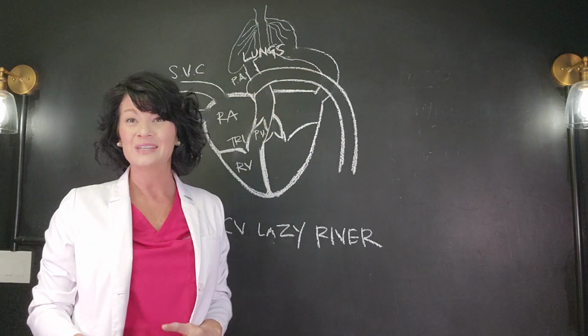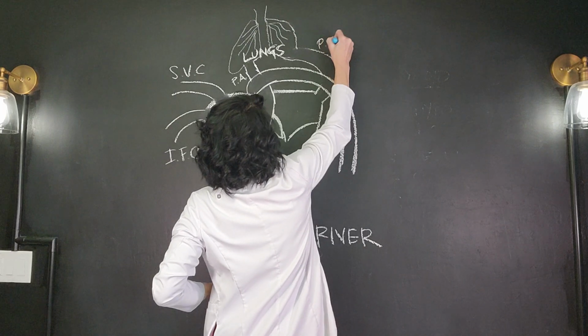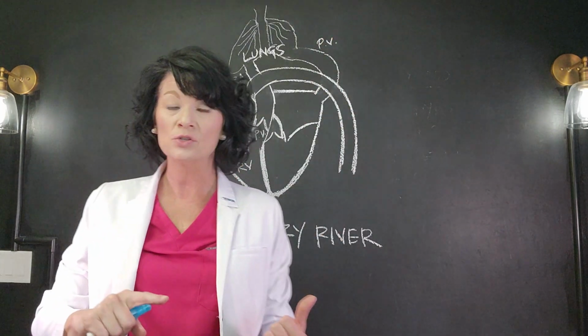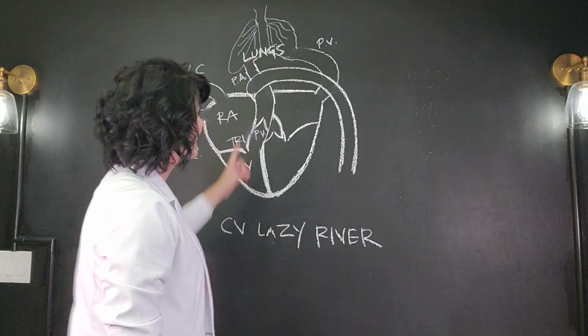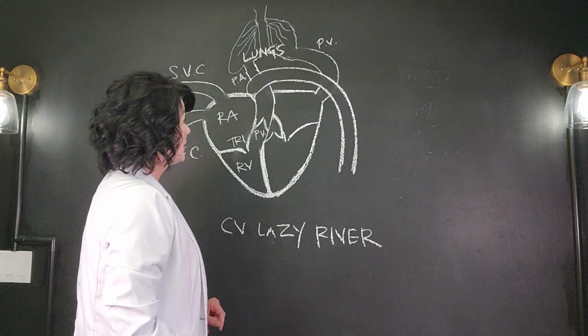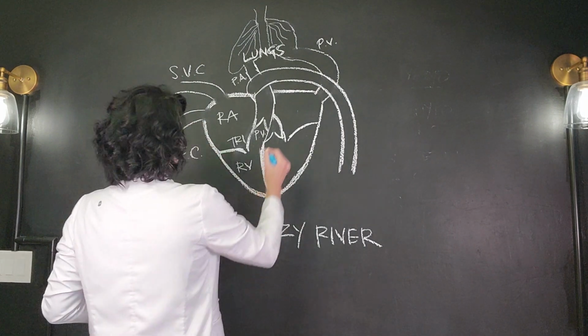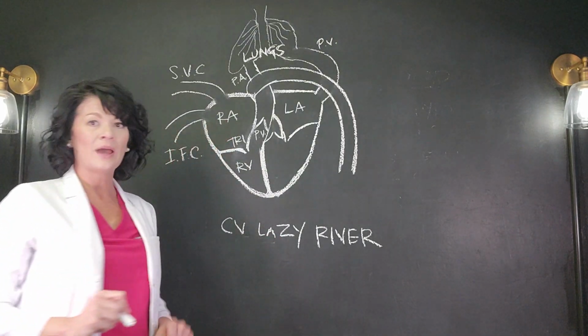How does blood from the lungs get back into the heart? Coming from the pulmonary vein. As we know, the venous side is normally low pressure and also deoxygenated, but in this case, the pulmonary vein carries oxygenated blood. Then we get to our third chamber. Third chamber is our left atrium. Then we get to our third valve.